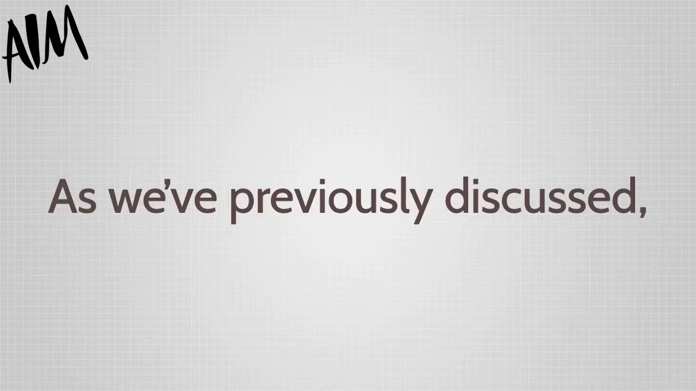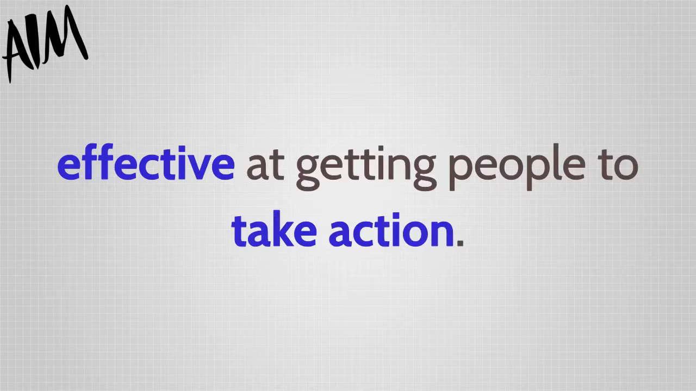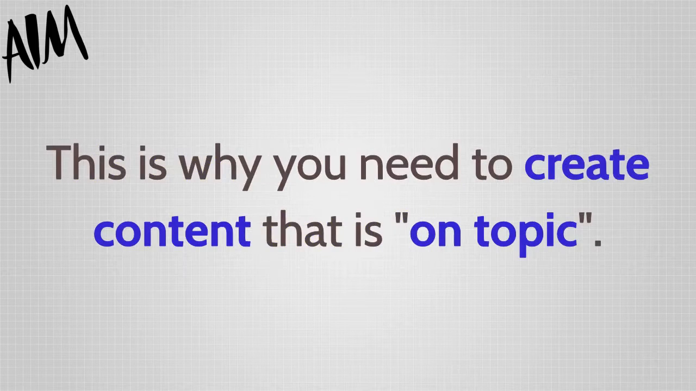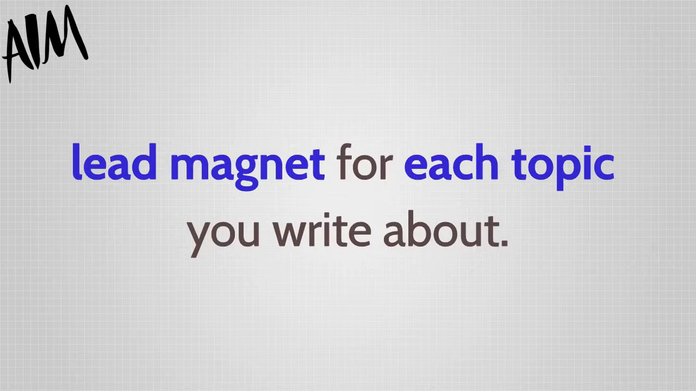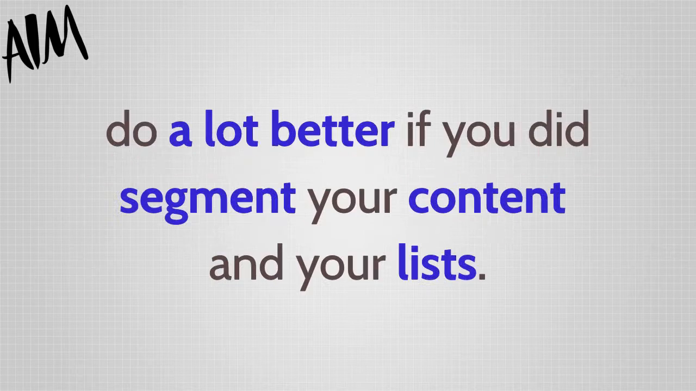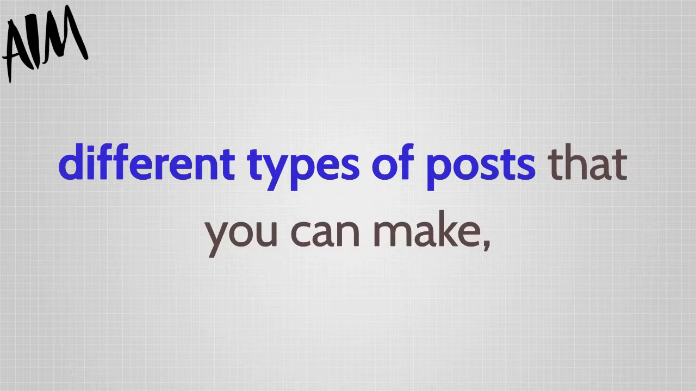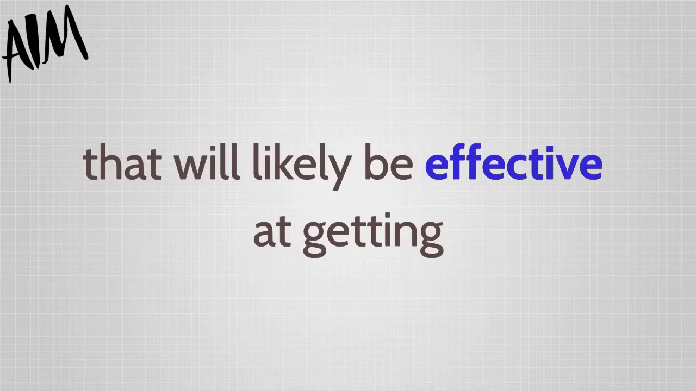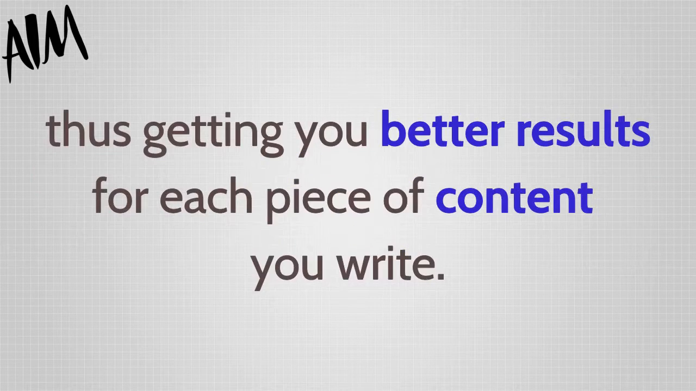As we've previously discussed, not all content is going to be effective at getting people to take action. This is why you need to create content that is on topic. You need to be sure to have a matching lead magnet for each topic you write about. As we discussed in the last video, you would do a lot better if you did segment your content and your list. Now we're going to talk about the different types of posts that you can make that will likely be effective at getting people to pay attention to your call to action, thus getting you better results for each piece of content you write.